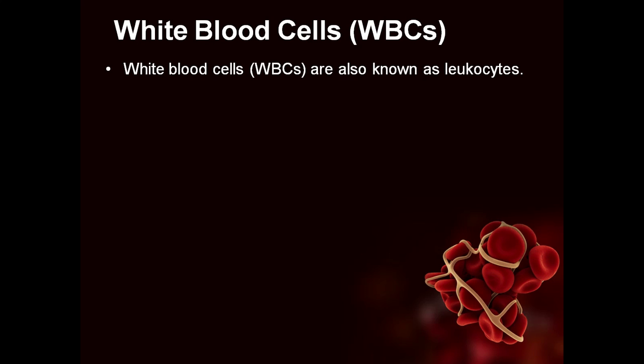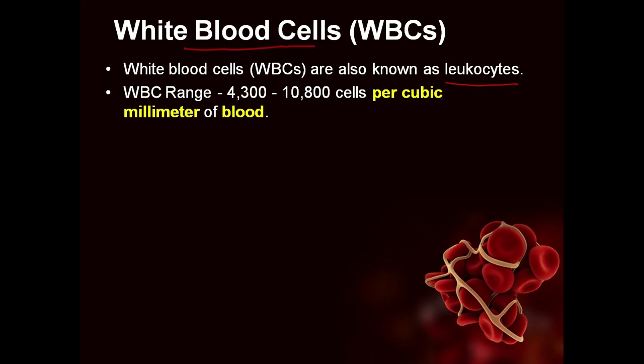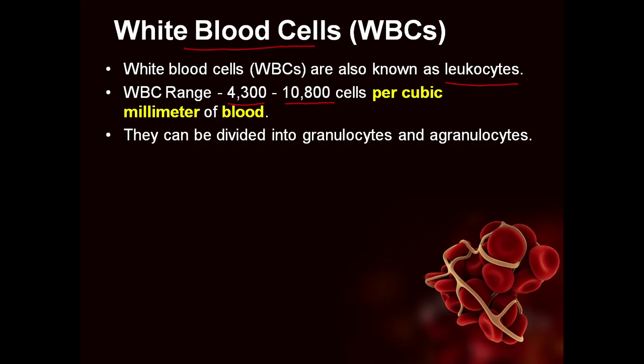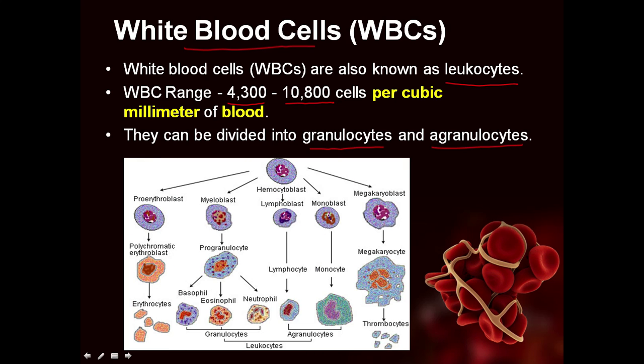Now come to the WBCs, white blood cells. They are another type of cells suspended in the plasma, and they are also known as leukocytes. The range is 4,300 cells to 10,800 cells per cubic millimeter of blood. They can be divided into granulocytes and agranulocytes. And you can see here the diagram, right? Here the granulocytes you can easily see in terms of basophil, eosinophil, and neutrophil, and the agranulocytes, which are of two types, lymphocytes and monocytes.